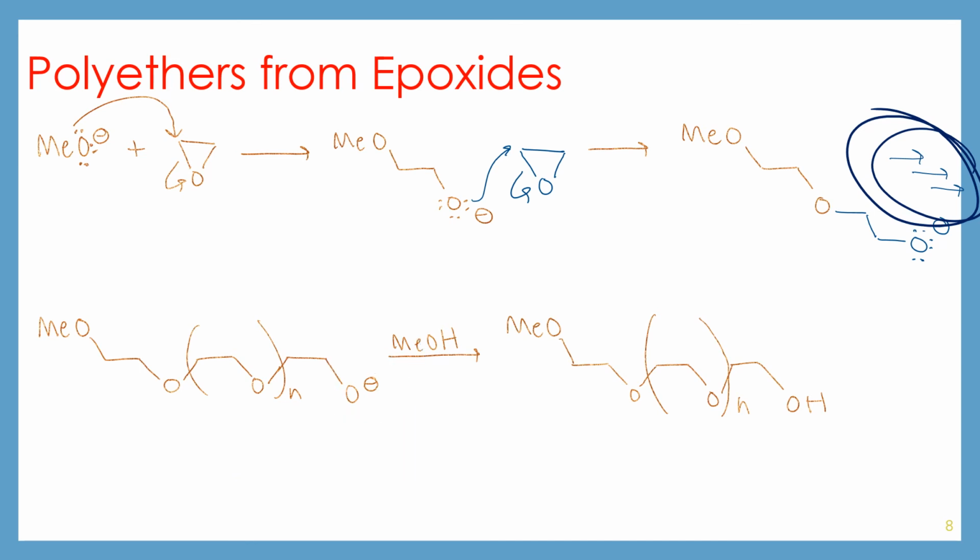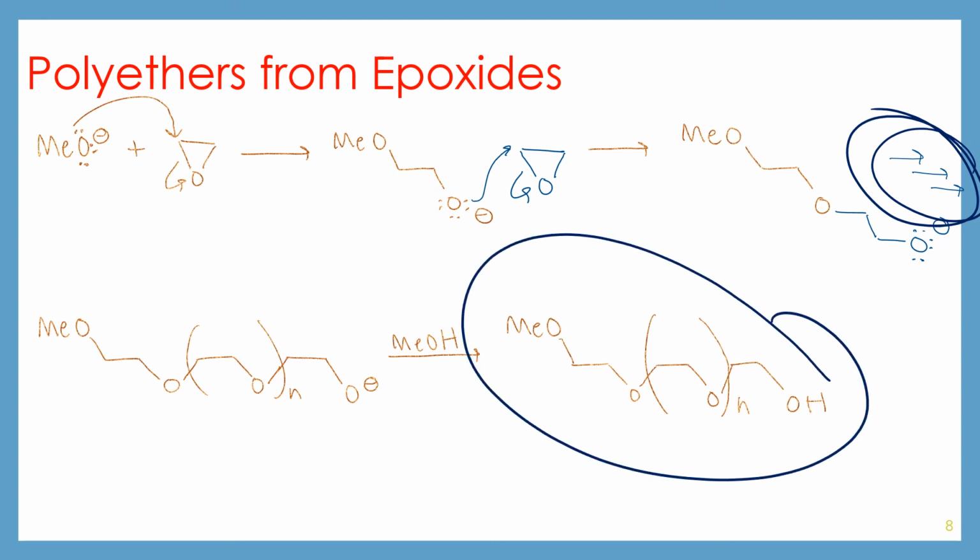You can add in some sort of proton source. You don't want to add in acid because you could end up cleaving your ether, like we saw in a previous reaction. But adding in something like methanol or water, or maybe a very small amount of acid in a solvent, will allow you to protonate the end.